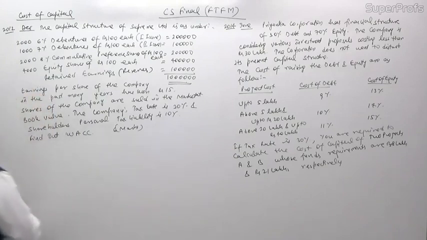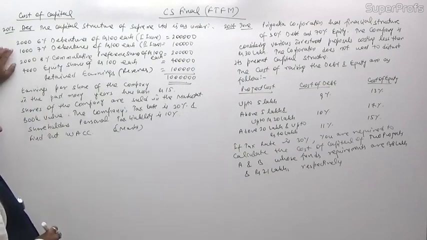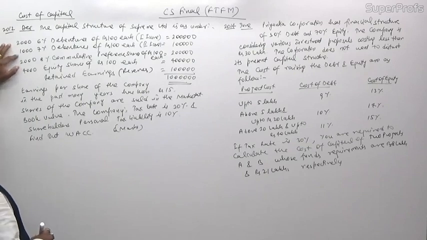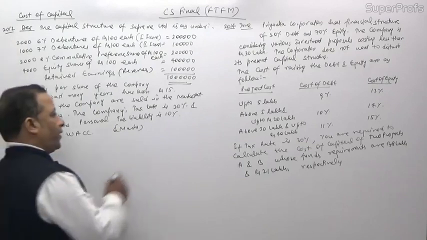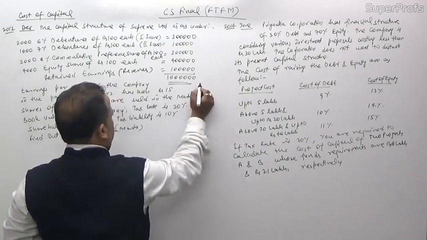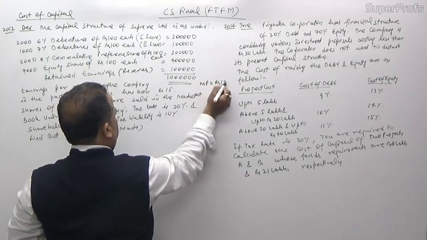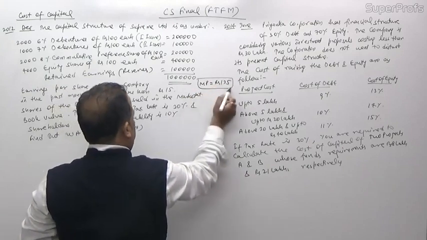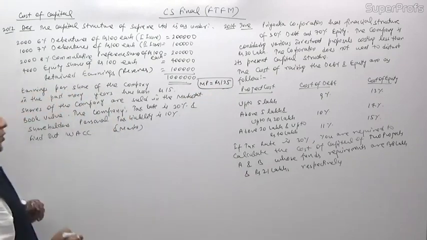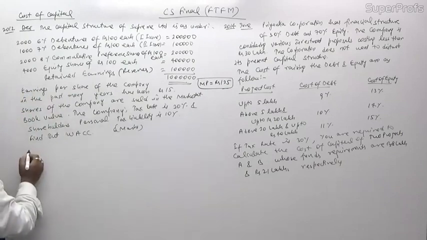The solution of the first question: the capital structure of the company is as under. I have to calculate the cost of debt, the cost of debentures, the cost of preference shares, the cost of equity and the cost of retained earnings. One more piece of information is provided in the question: the market price of an equity share is rupees 125.